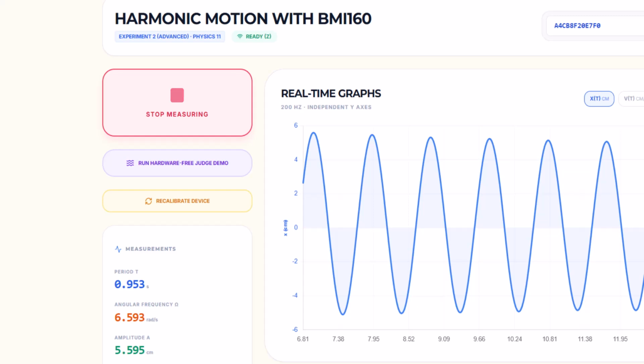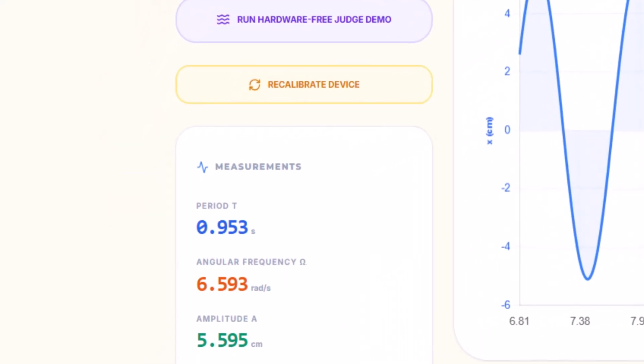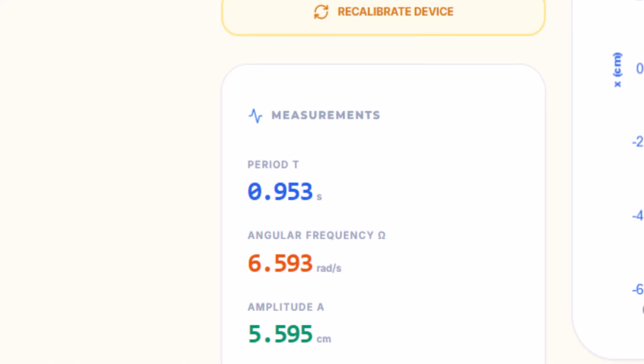From these live waveforms, Omnilab's algorithms extract the precise physical characteristics of this exact oscillator. We instantly capture the period, angular frequency, and amplitude. The student sees the theoretical math formula directly mapped onto their real-world physical actions.